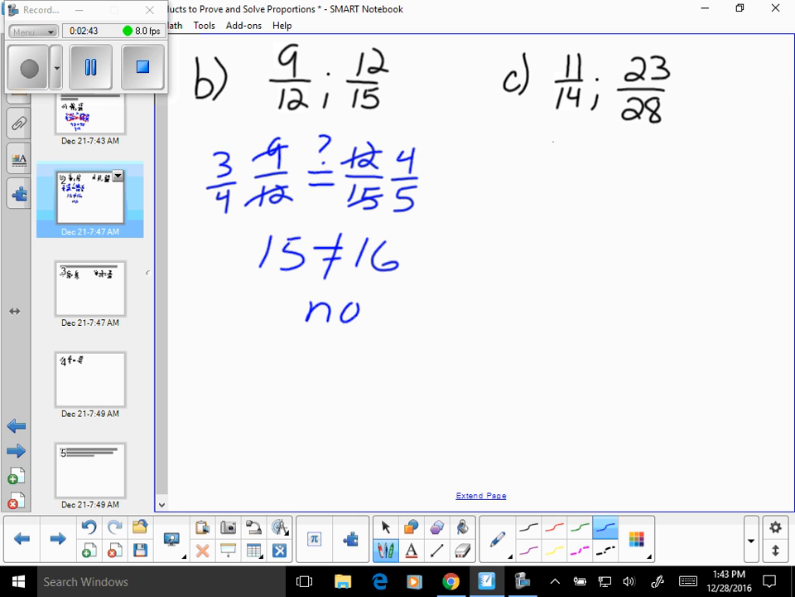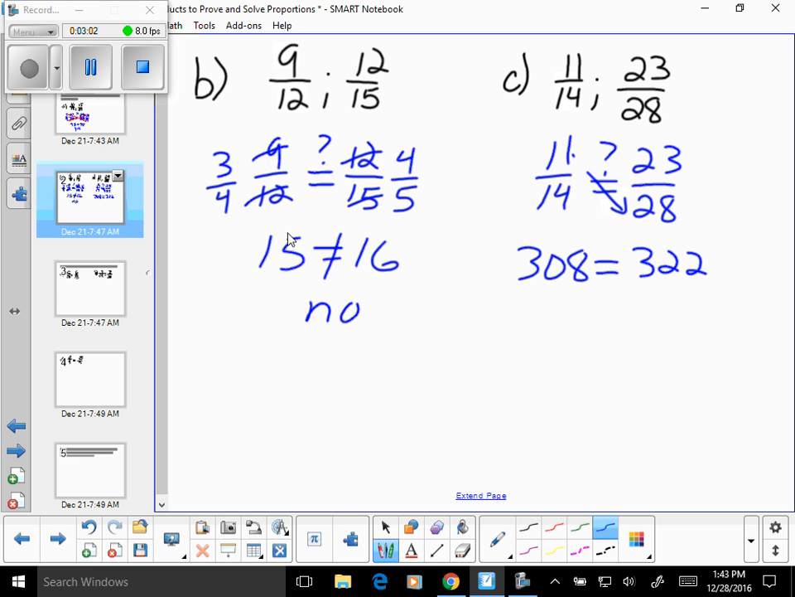Now, the 11 over 14, the thing is, that one is already in lowest terms, and so is 23 over 28. So I'm going to have to do my cross product. 11 times 28 is going to be 308. And 14 times 23 is 322. It is not equal, so I'm going to write no.